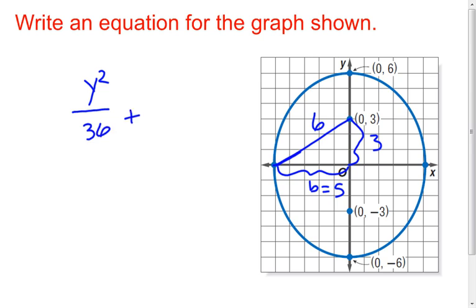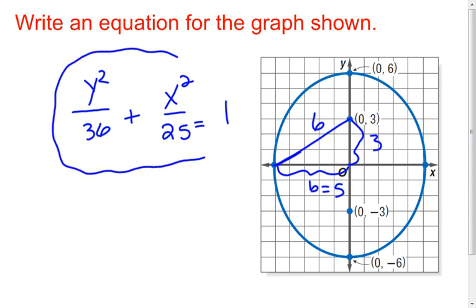Okay, and then my x value will be listed next. And with that goes the b, and we know that the b is 5, so 5 squared is 25, and it is always set equal to 1 when you do ellipses. So this is the standard form of an ellipse equation.